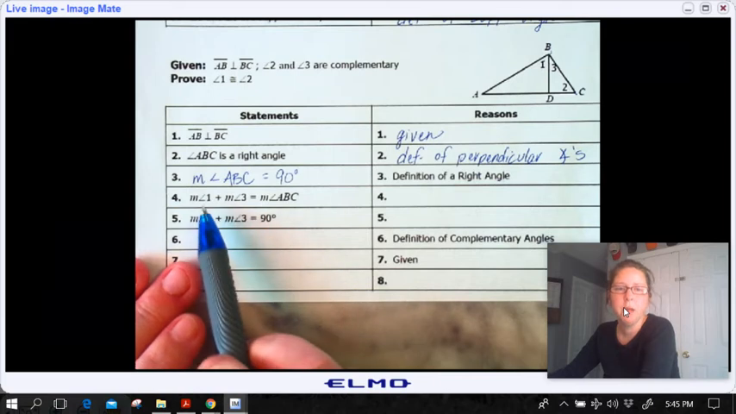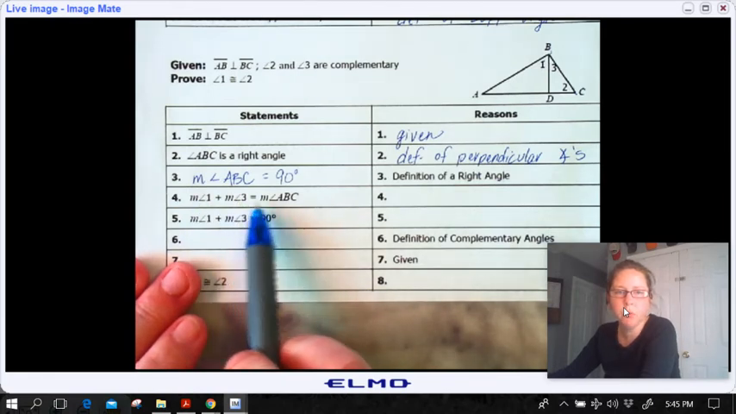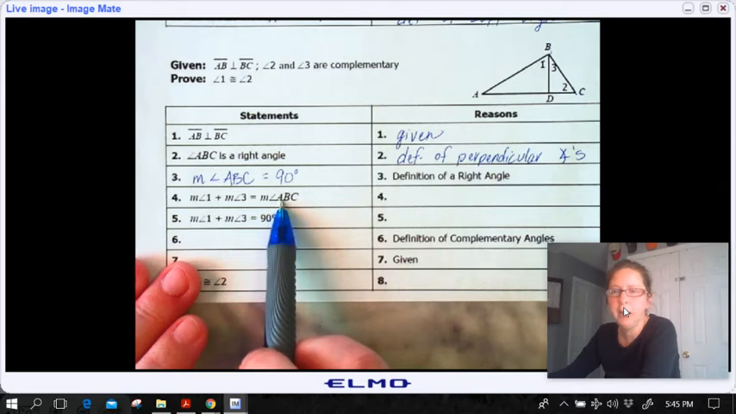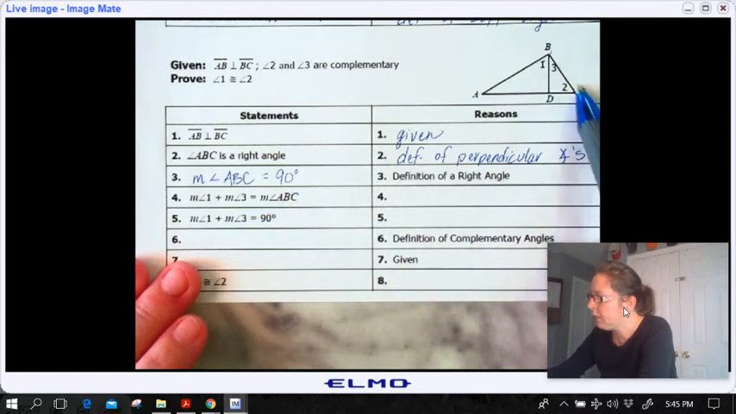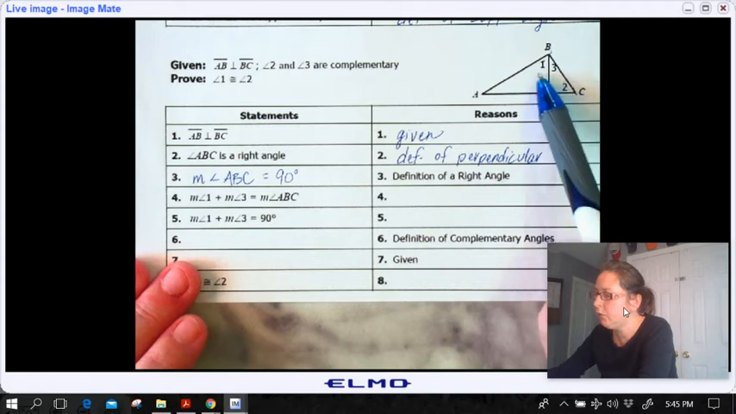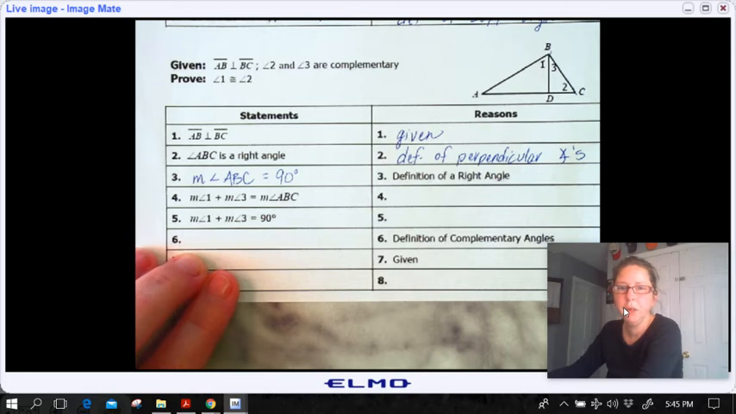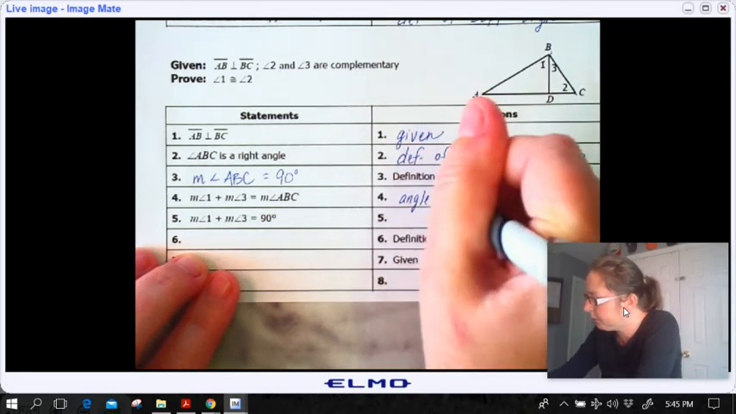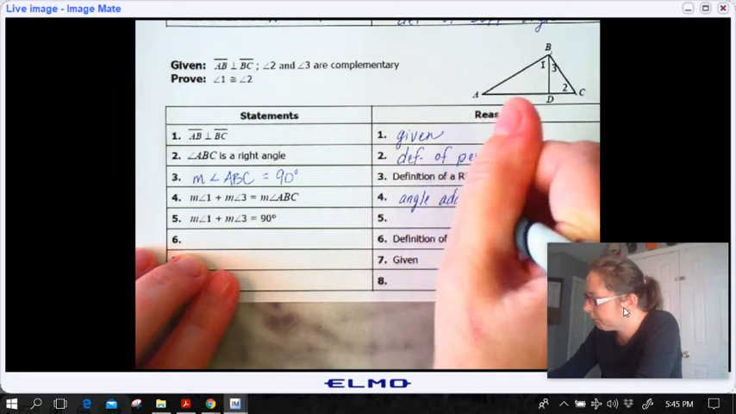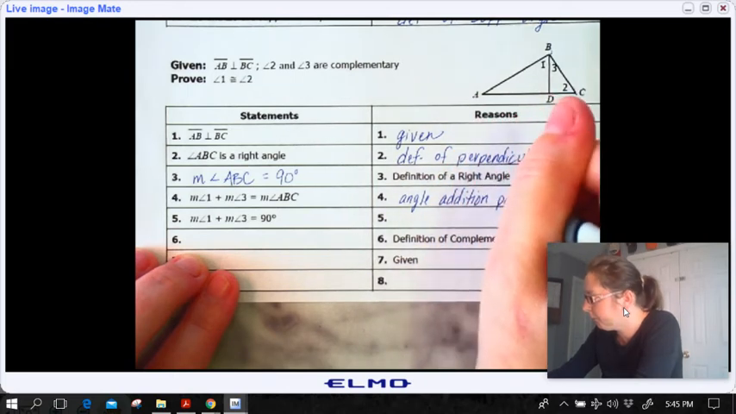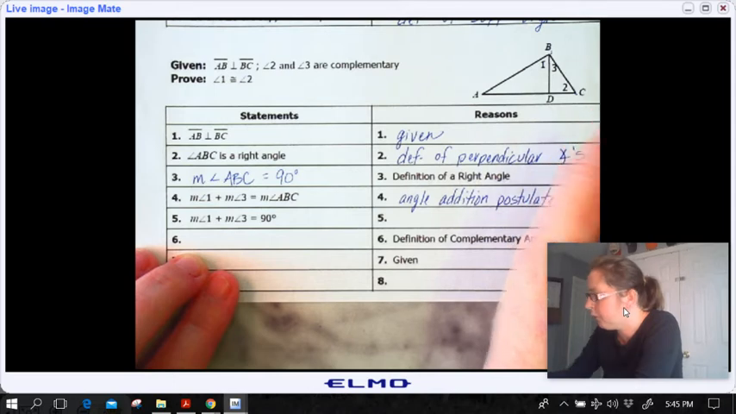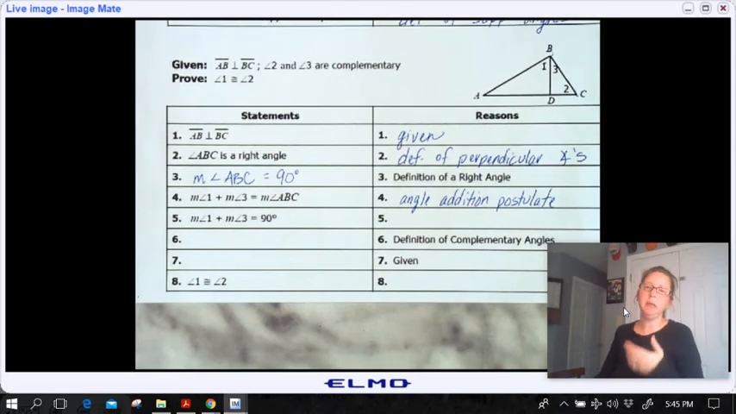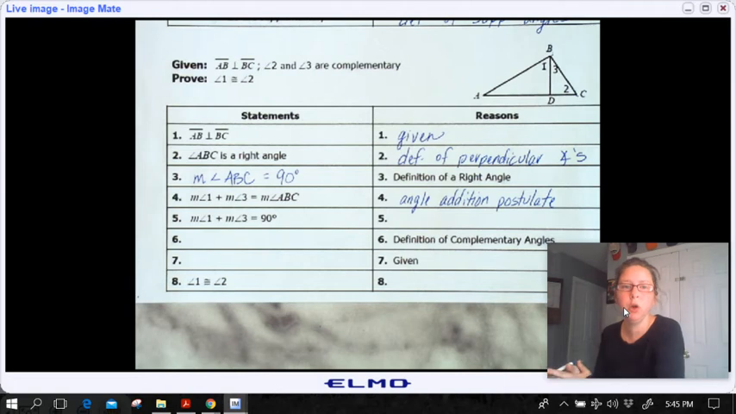Okay. Next, they tell me the measure of angle 1 and the measure of angle 3 equals the measure of angle ABC. What theorem do we know that takes two smaller angles and when you add them up, it equals the larger angle? And that is the angle addition postulate. So sometimes filling in the blank is a little easier than coming up with all of it on your own.